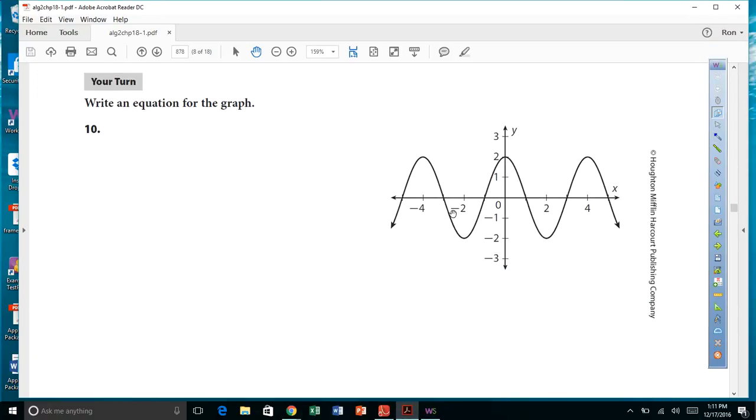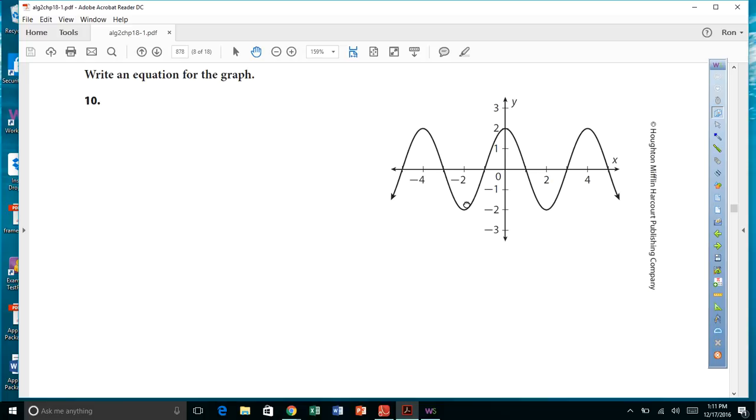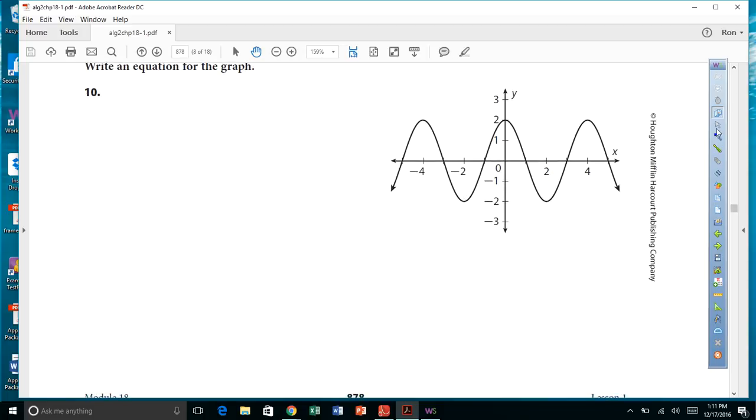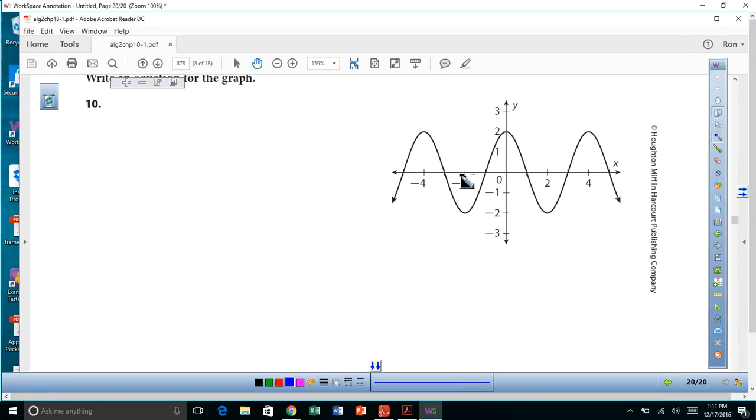Here's another chance. Your turn. Write an equation for the graph. Okay. So first off, let's take a look. Does it go through the origin? No, it doesn't. So that means it's going to be a cosine. So we got y equals a cosine 1 over bx. Okay, that's going to be our formula. Now we got to figure out our a. What's a?